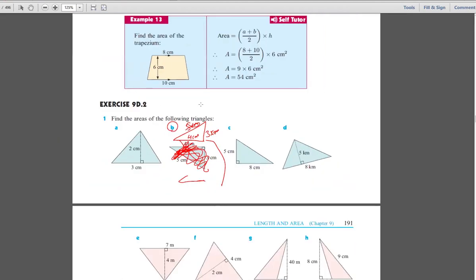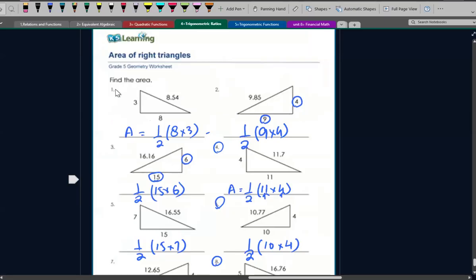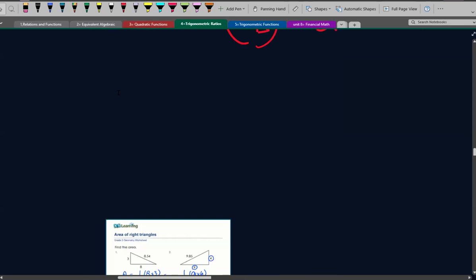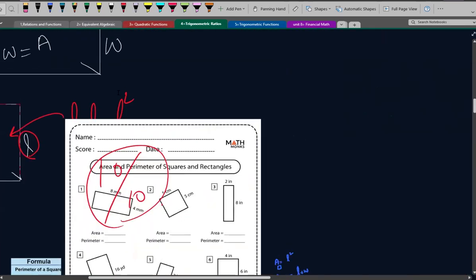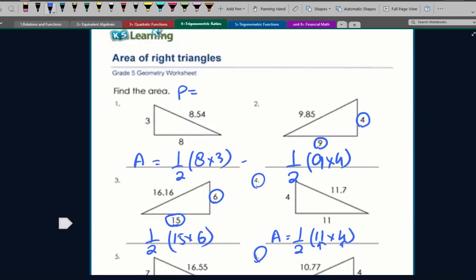We have gone through the areas, perimeters, rectangles, and squares. So let's see if you can find the perimeter of a triangle. What do you think? What's going to be the perimeter of this triangle? Adding all the sides, right? Yeah, okay, let's imagine a triangle in our mind.